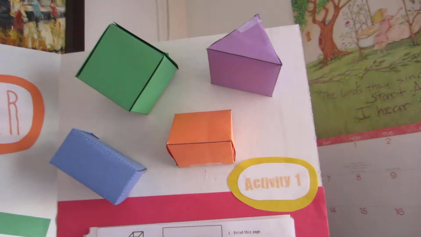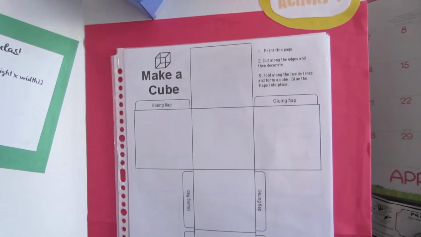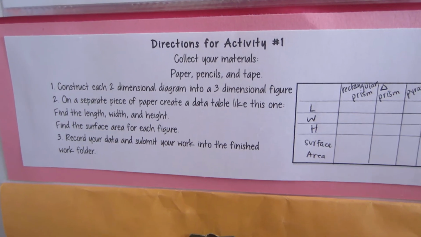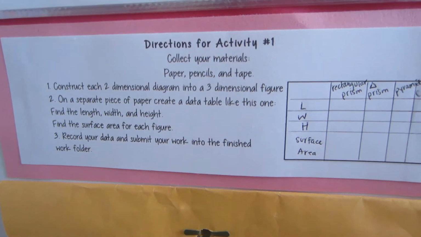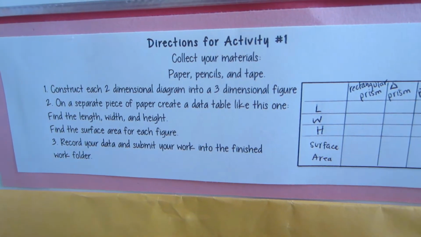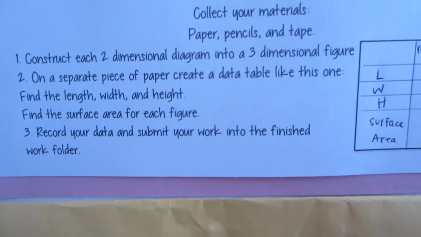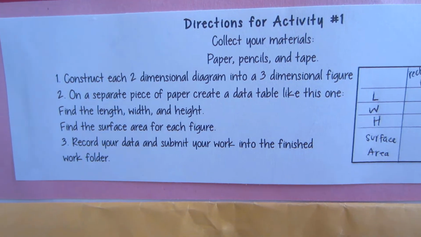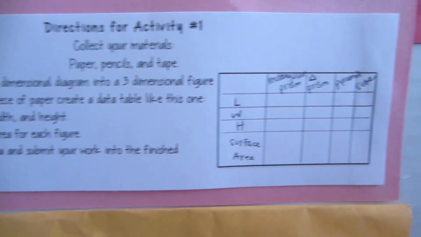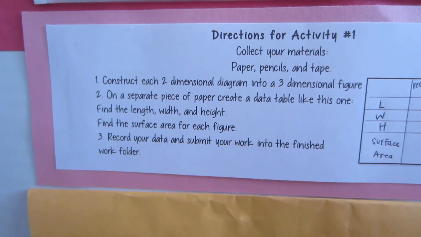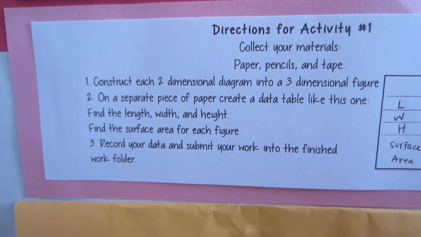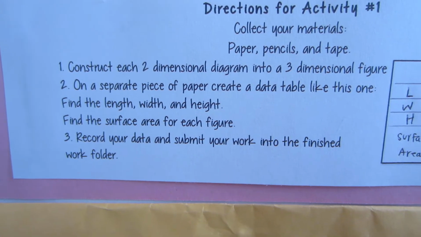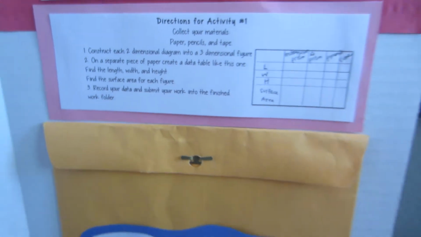Right here it says activity 1. Activity 1 directions are right here. It says collect your materials first. You're going to need paper, pencil, and tape. Construct each 2-dimensional diagram into a 3-dimensional figure. On a separate piece of paper, create the data table like this one. Find the length, width, and height of each object. Find the surface area for each figure. Record your data and submit your work into the finished work folder.